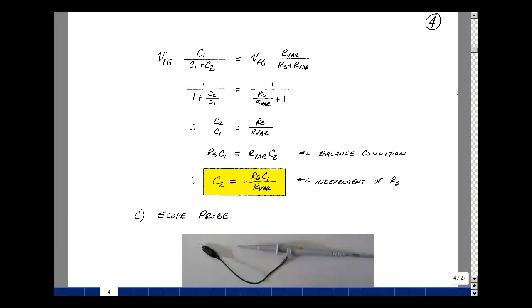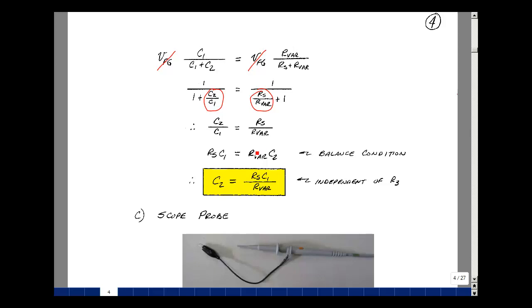Setting the capacitive voltage divider equal to the resistive voltage divider, we again have the function generator dropping out, so it's independent of that. And then if I divide on the left-hand side of the equation by C1, I get a 1 in the numerator, a 1 in the denominator, and then C2 divided by C1. On the right-hand side of the equation, let's divide by R variable. Get a 1 in the numerator, R sub s divided by R variable, and then plus 1. And that implies that this quantity is equal to this quantity. C2 over C1 is equal to R sub s over R variable.